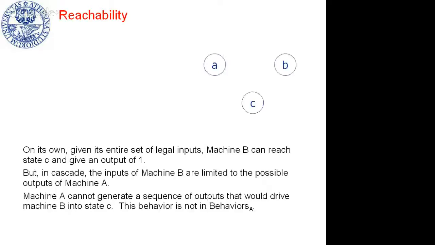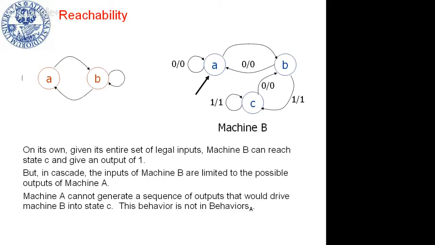So this is exactly the same concept that we said in words before. On its own, machine B, of course, all of the states of machine B are reachable. But if you compose it with machine A, it is going to restrict the set of possible inputs to B. And because of this restriction, not all of the states of B are reachable anymore. And so not all the states of the composition are reachable anymore.